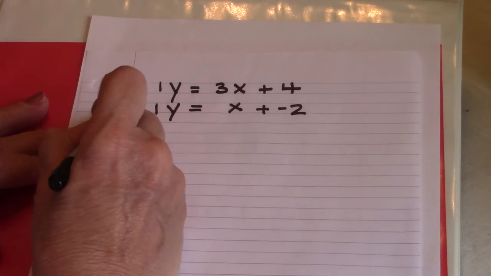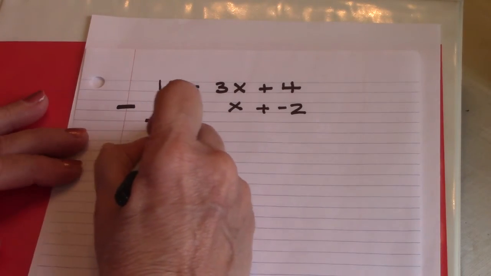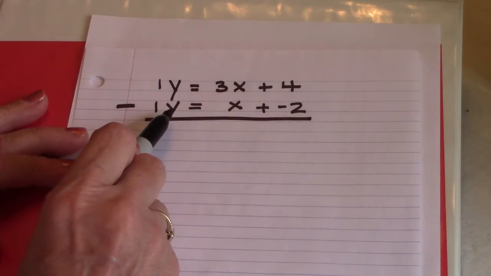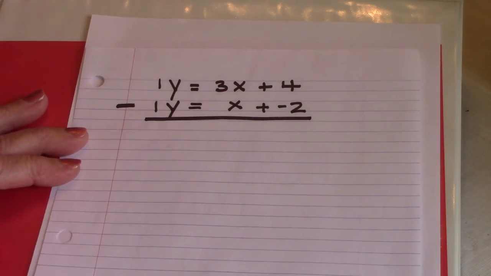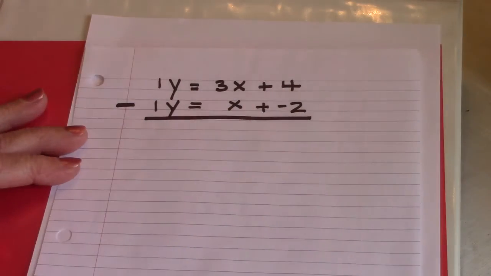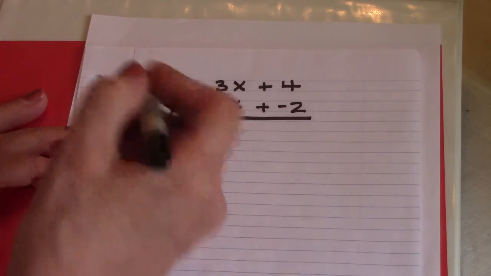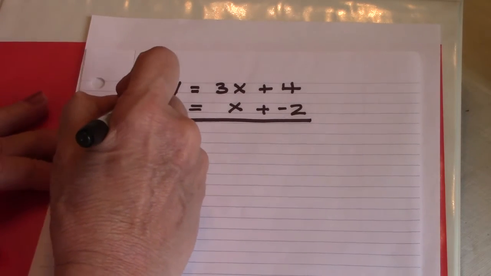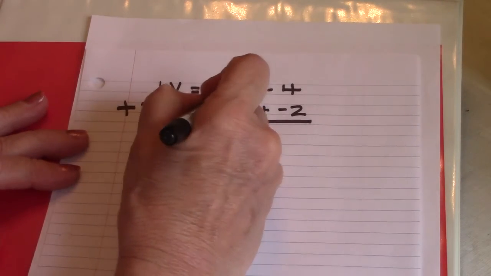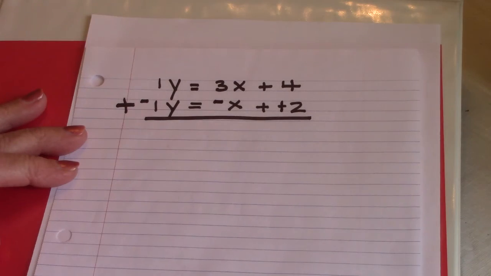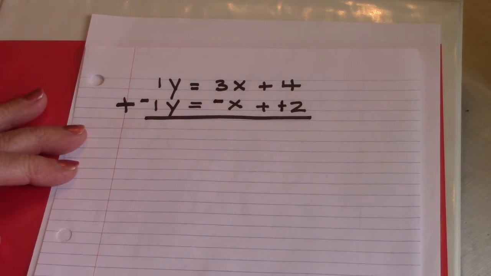If I added them together, I would get 2y. So this time, instead of adding, I'm going to choose to subtract. But when I subtract, I am going to do it the entire way across. The easiest way for you to remember that would be to do keep, change the whole way across. So keep, change, I'm going to change the whole way across. All right?